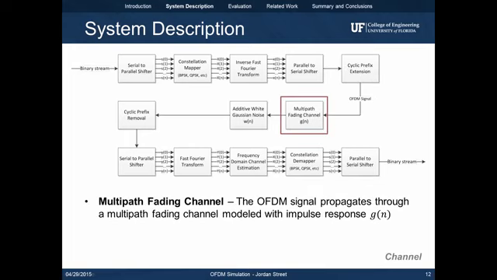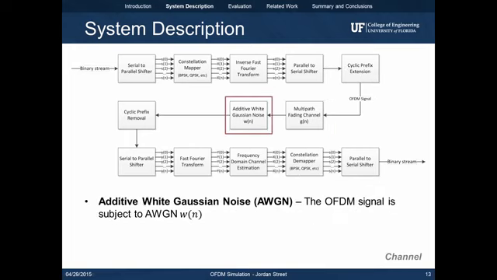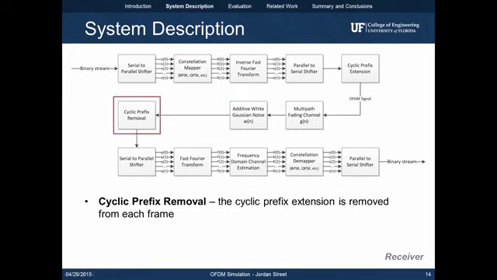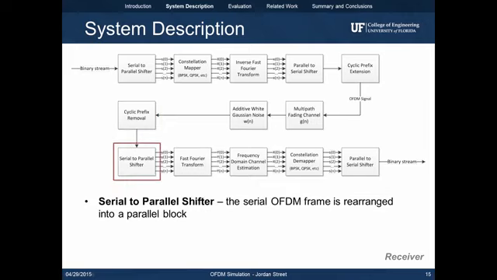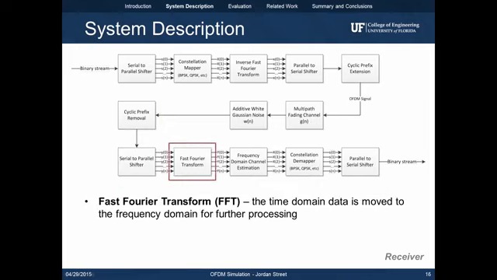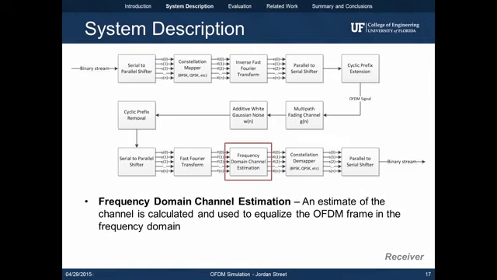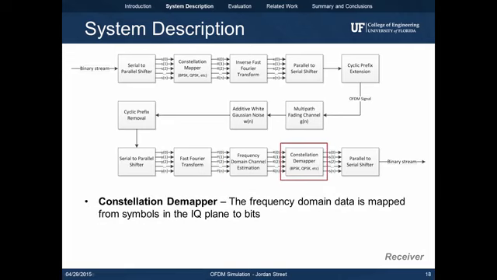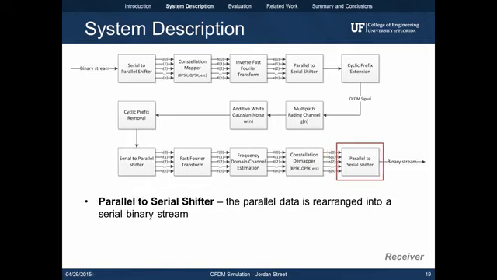Now the OFDM signal is subject to a multipath fading channel, in addition to additive white Gaussian noise. At the receiver end, the cyclic prefix is removed. The data is shifted into parallel blocks for processing. Now the fast Fourier transform is used to shift the data into the frequency domain. And now, once in the frequency domain, channel estimation is applied. In our case, least squares estimation is used. The data is then demodulated using the same modulation scheme in the receiver. This is shifted from symbols to bits, and finally these bits are shifted from parallel blocks to a serial binary stream.